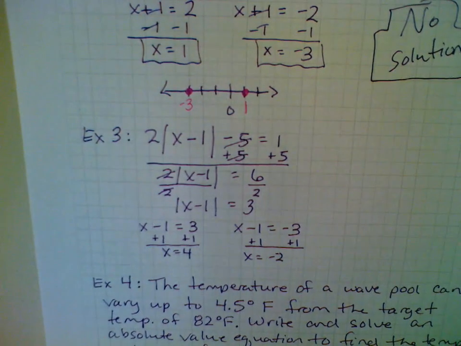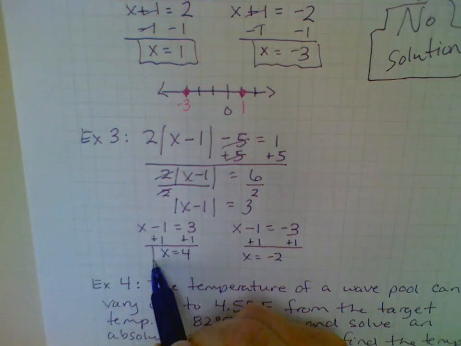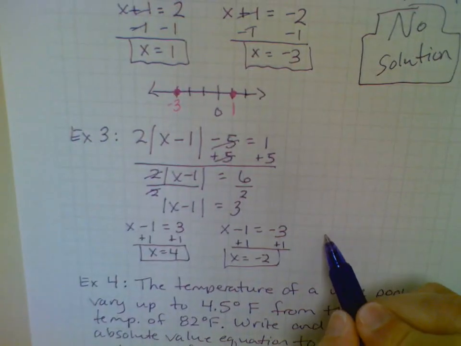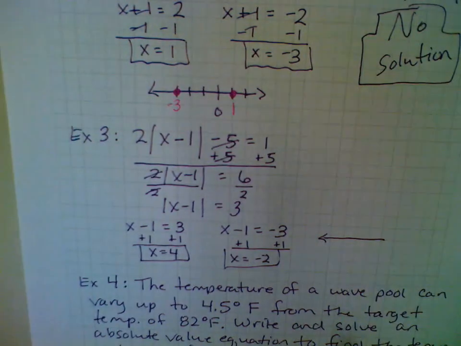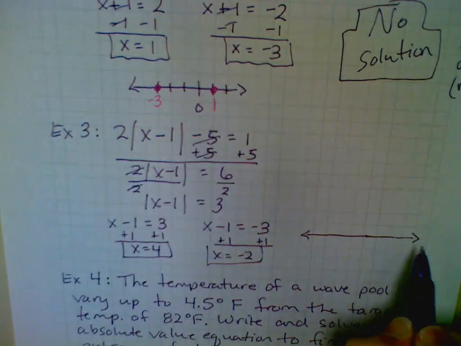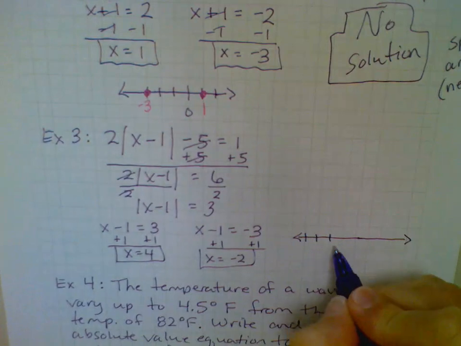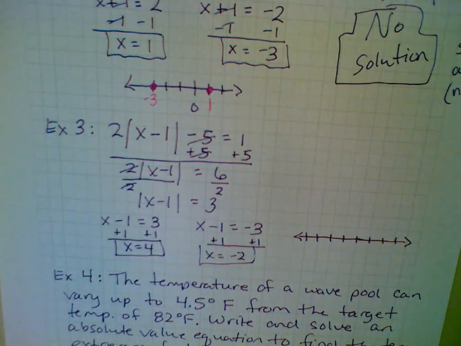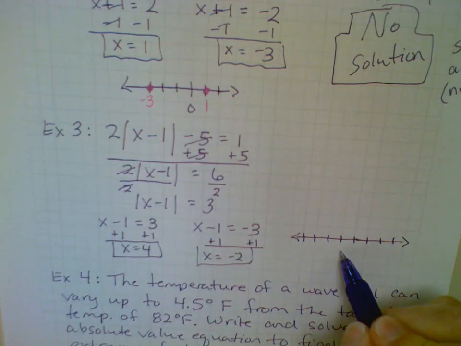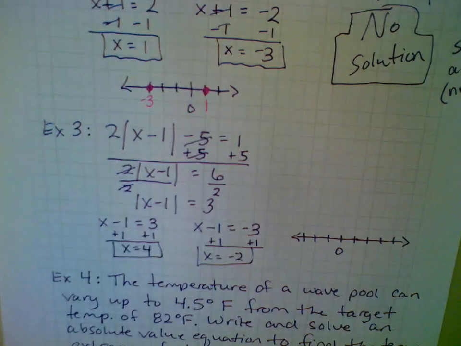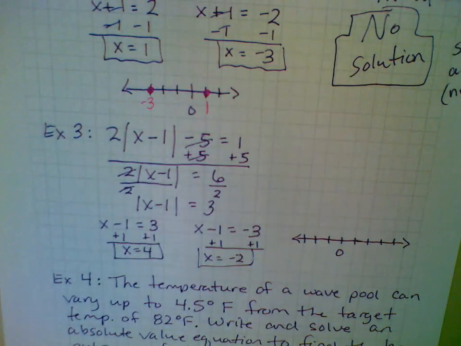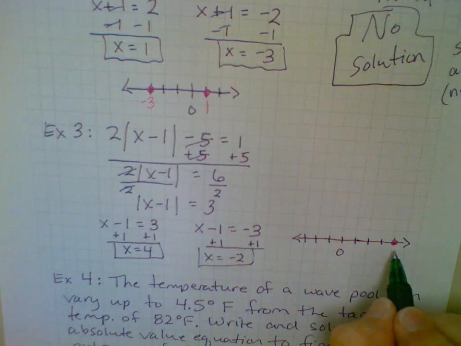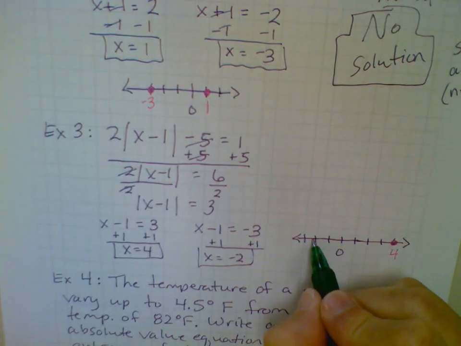And then I'm going to plot those on a number line. Those are my 2 solutions. So I'm just going to move right over here. So I'll put my 0, if I fill that in right here, I should be good to go. And then I will plot my 4 and my negative 2.